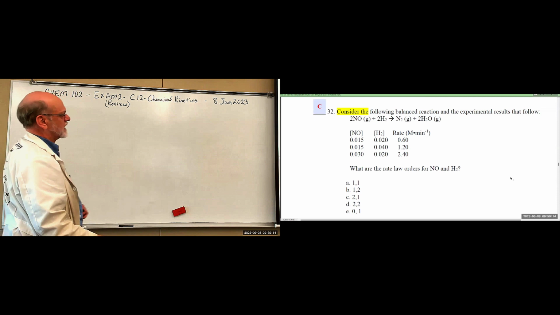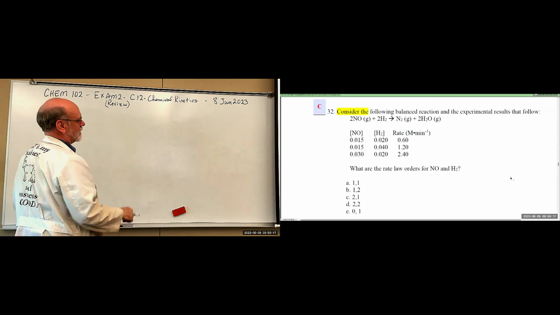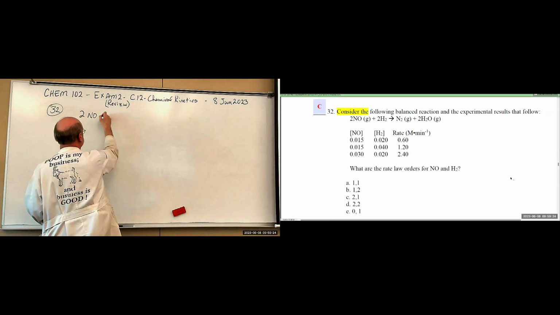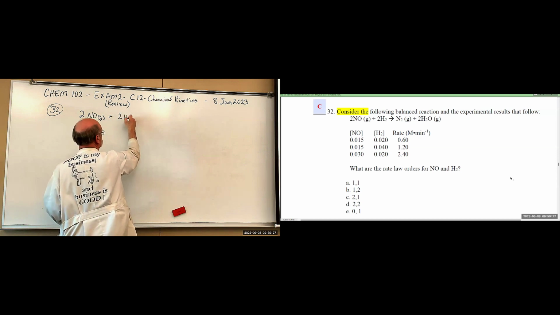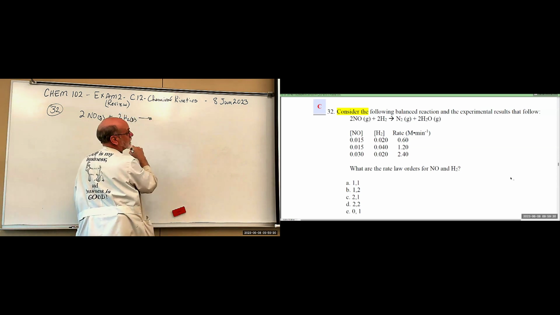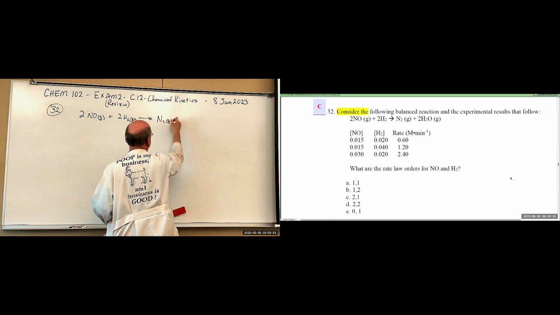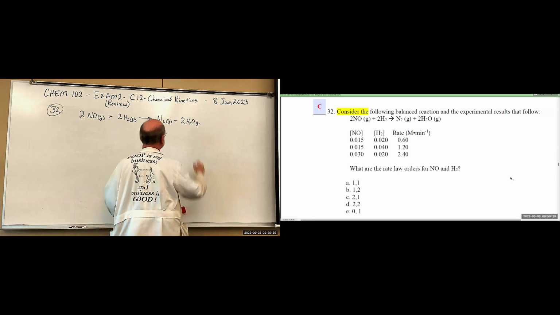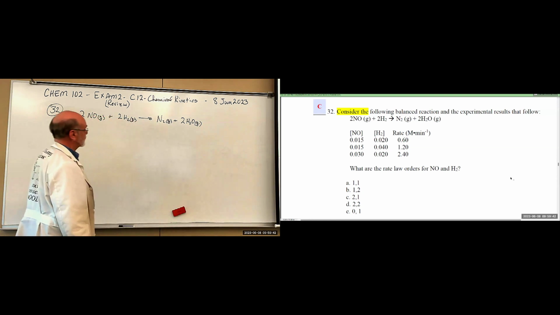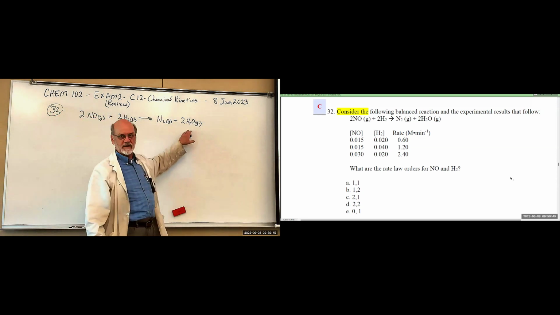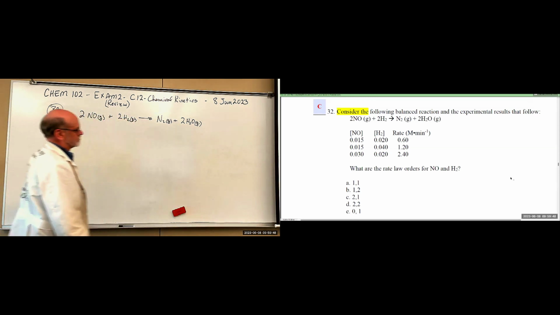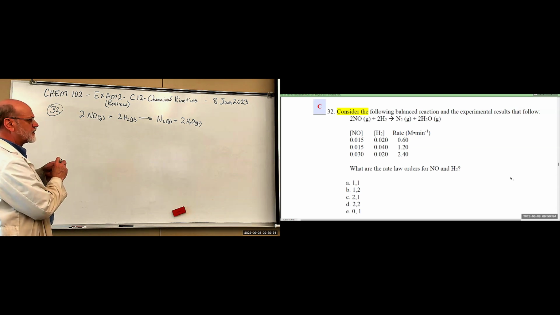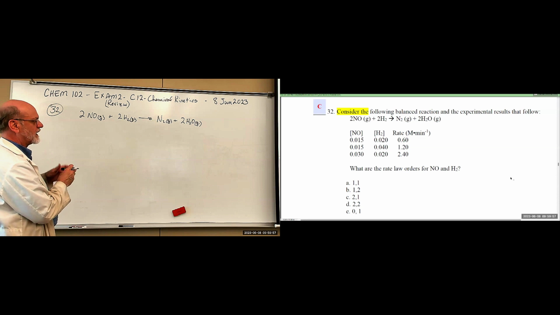Consider the following balanced equation and the experimental results that follow. I'm going to write this just for clarity. 2 NO, this is the gas, plus 2 H2, this has to be gas, so I have to write it in, yields N2 gas plus H2O gas. So either this is happening at low pressure or this is exothermic. That water would normally at room temperature be a liquid. Okay, so we've got an experiment here. What's the rate law order for NO and H2?